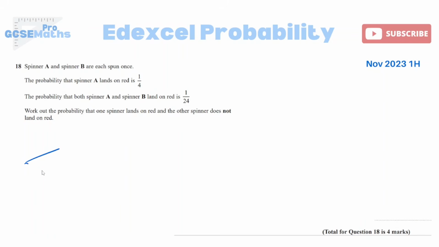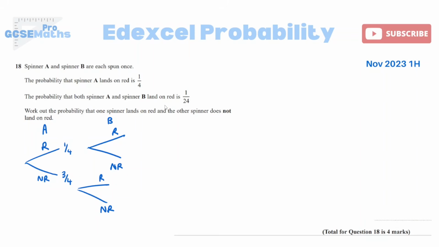So again, I like to draw this out. So this first one is spinner A. We've obviously got red, and then I'm just going to say not red. The probability of getting red for spinner A is 1/4, so I can write that in immediately. The probability of not getting red is therefore 3/4, because that adds up to 1. Then spinner B, again we've got red or not red. Now this one though, we don't know the probabilities individually.